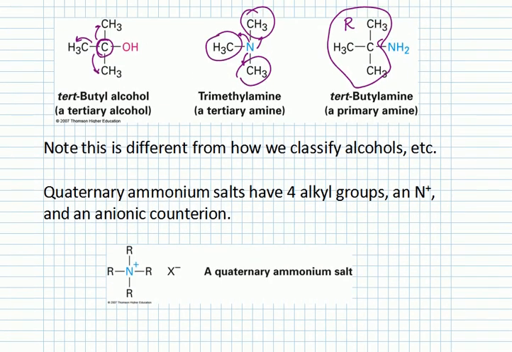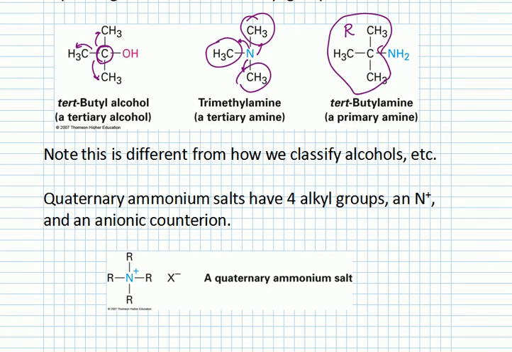A quaternary ammonium salt is a compound where nitrogen has 4 alkyl groups attached to it. So an N with 4 bonds has to have a positive charge, so it has some sort of negative anionic counterion, like chloride or fluoride or bromide or something like that. So these compounds are named like ammonium, saying which R groups are attached to it.